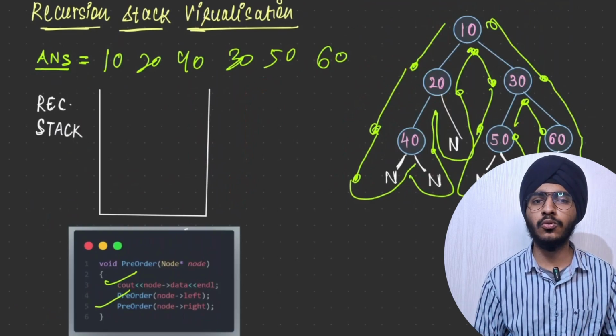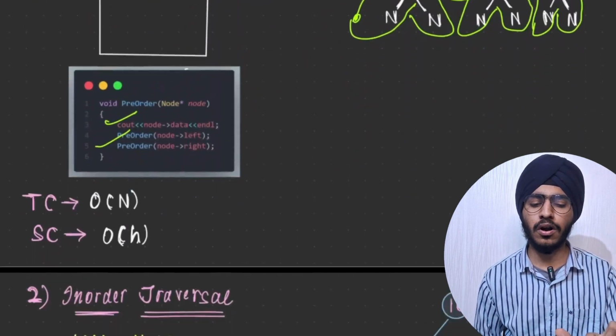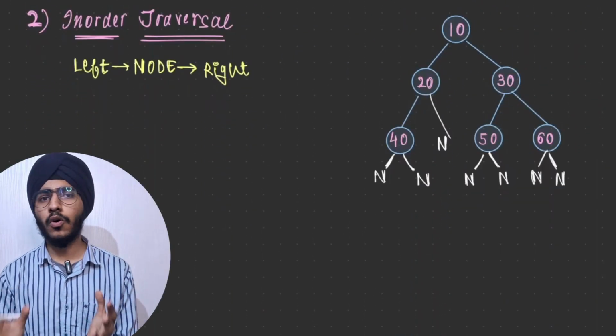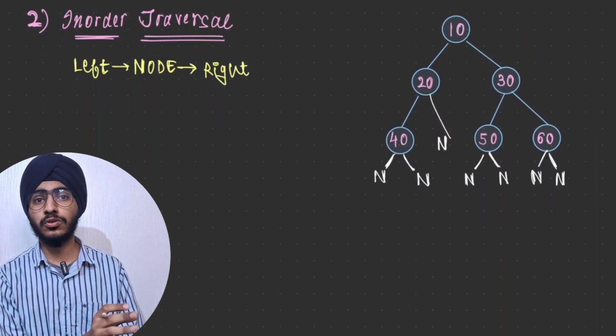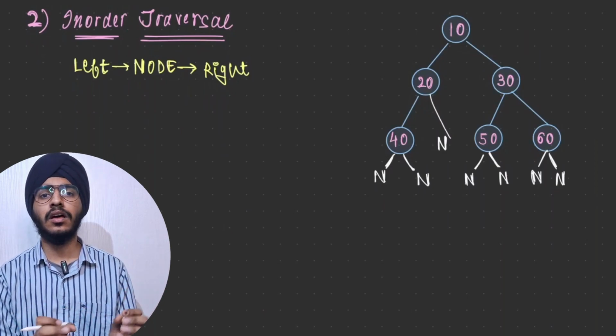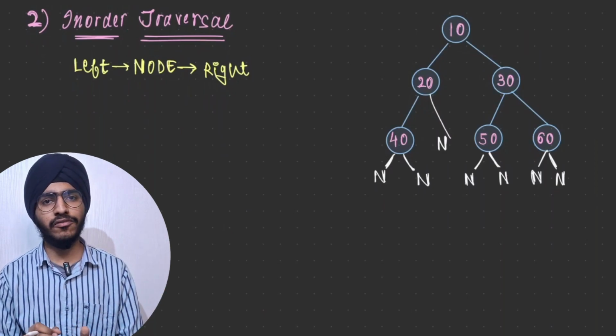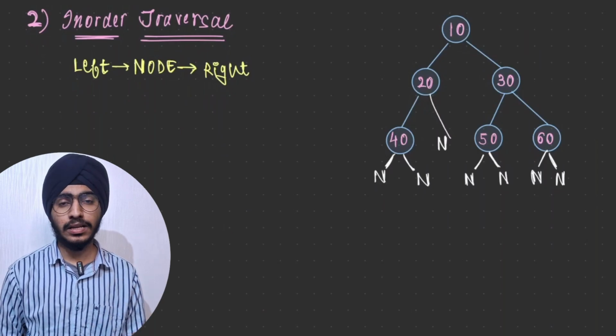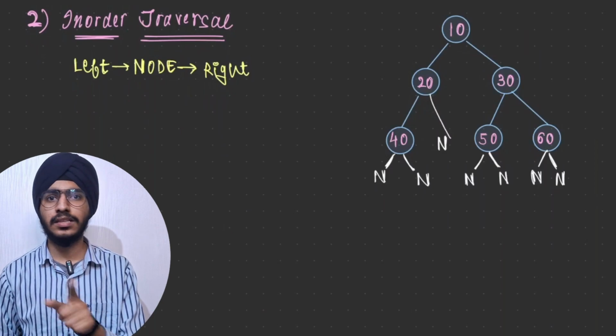Now time to jump to the next traversal, in-order traversal. So let's understand the in-order traversal. Now what in-order traversal says, as we've understood the pre-order traversal, it was saying first print me, then go to left, then go to right. In-order traversal says that first go to left, then come to me and print me, then go to right.